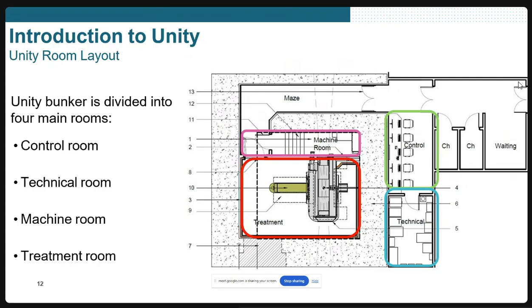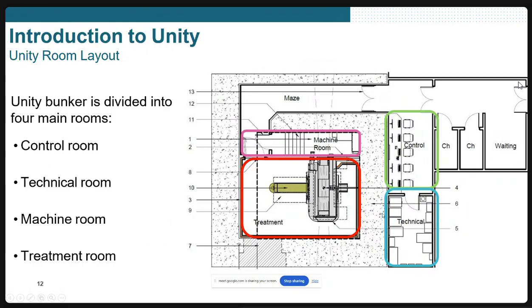So starting with the bunker, the MR-LINAC bunker is a little different from the conventional. Of course, the thickness of the bunker remains the same because it's just a 6 MV or a 7 MV accelerator. But there are some changes. We define the bunker into two areas inside the bunker: we call one the machine room and the other the treatment room. The machine room contains the linear accelerator. The treatment room contains the patient couch and the MRI.